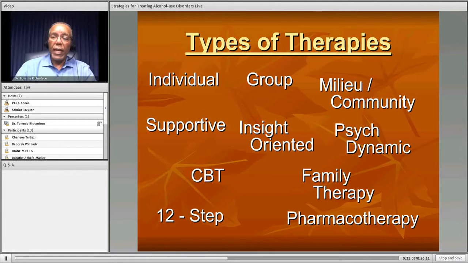Family therapy is integral. If you don't treat the family, you might as well be peeing in the wind, which is, you're not going to do any good. And of course, the 12-step program and pharmacotherapy, we have several pharmacotherapy interventions that are very helpful in helping people avoid relapse.